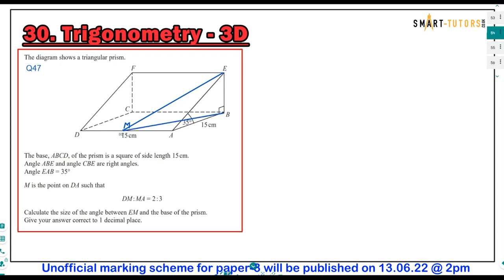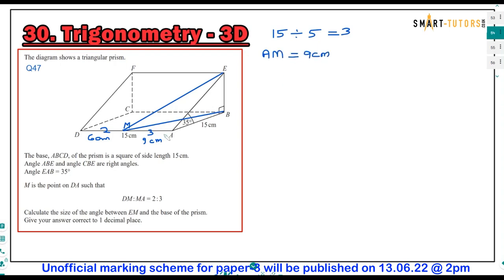So the base is the bottom base, this one, right? So we are going to mark this one. DM to MA is 2:3. So I'm just going to do some ratio: 15 divided by 5 parts, which is 3. 3 times 2 is 6 centimeter, and this is going to be 3 times 3, which is 9 centimeter. So 9 is to 6. So 9 cm is this A to M. We already found out AM is 9 centimeter.